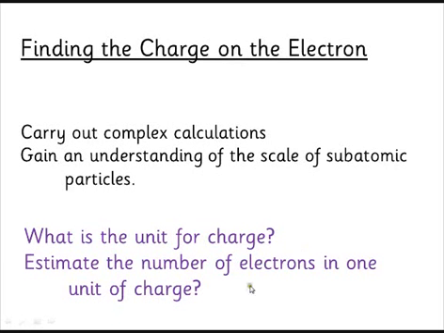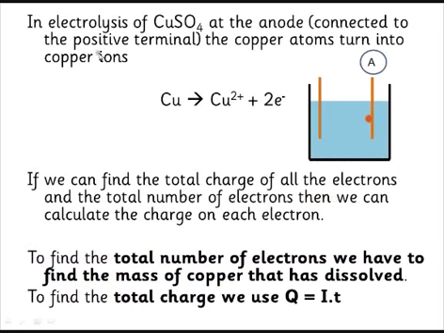Don't worry too much about the details of the experiment, just to give you a little bit of a flavour of the sort of skills that you're going to need. So what we're going to do is some electrolysis of copper sulfate, and we're going to look at just the anode connected to the positive terminal. And what's happening at the anode is that the copper atoms that are in the metal are turning into copper ions in the solution here.